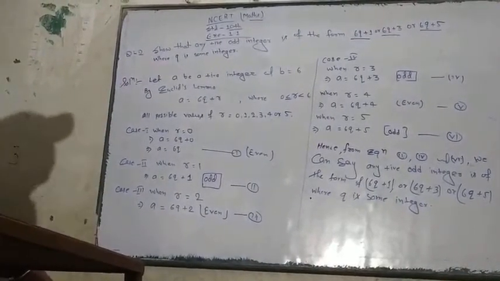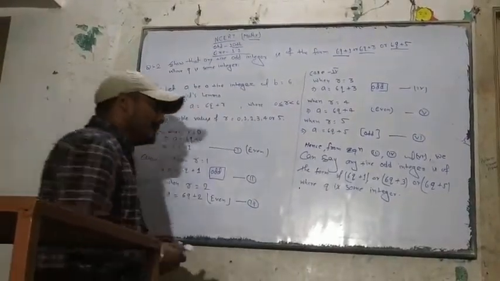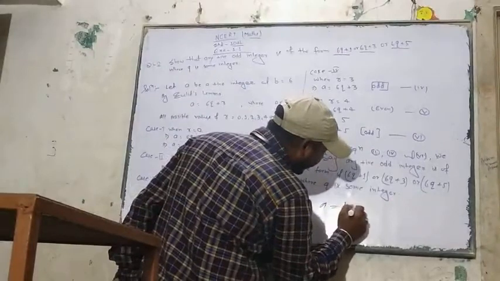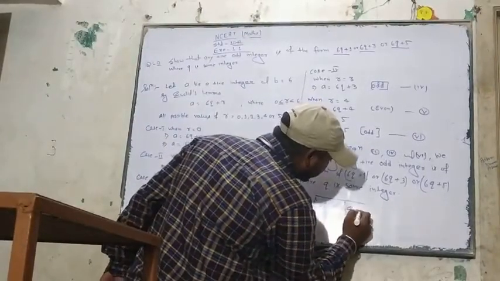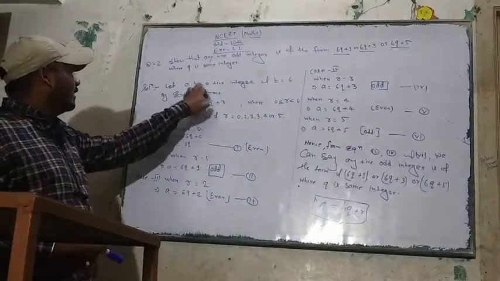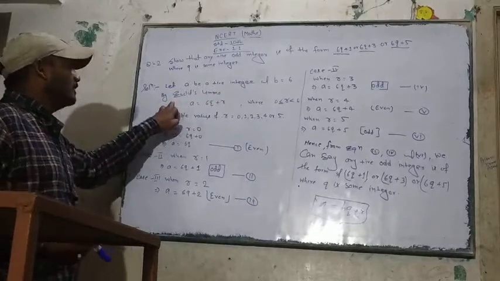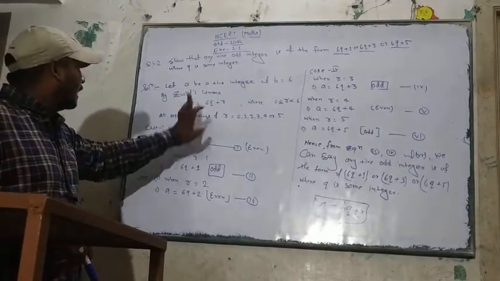So what do we do? We get, because we know Euclid's lemma, a is equal to bq plus r, and we take a as a positive integer and b is equal to 6. By Euclid's lemma, a is equal to 6q plus r.